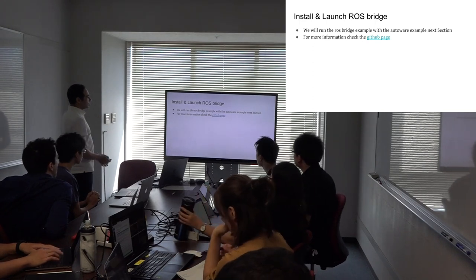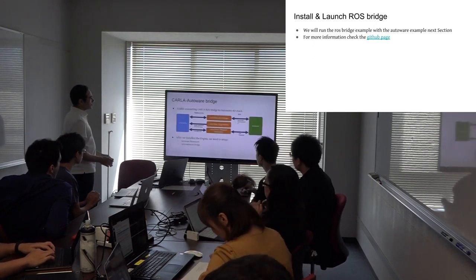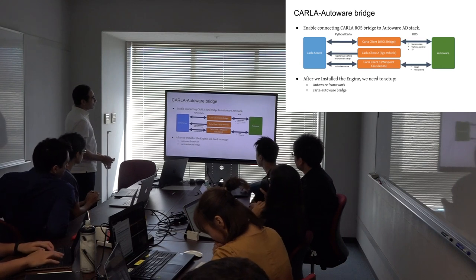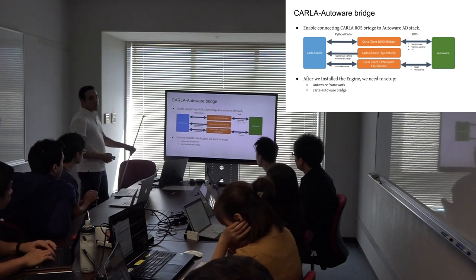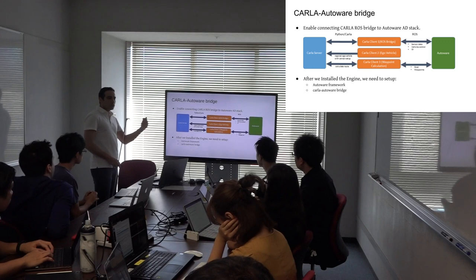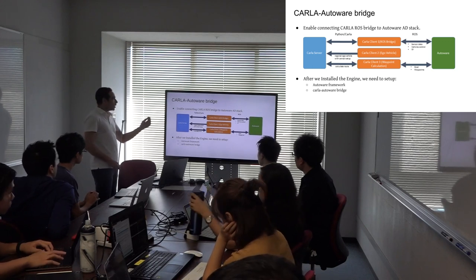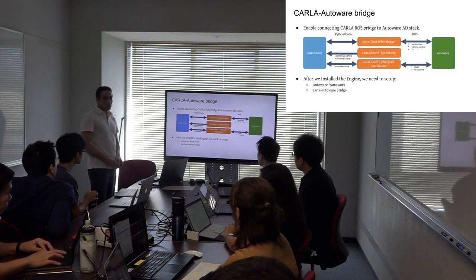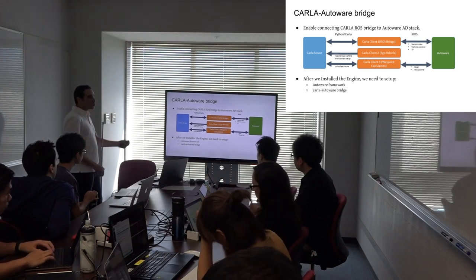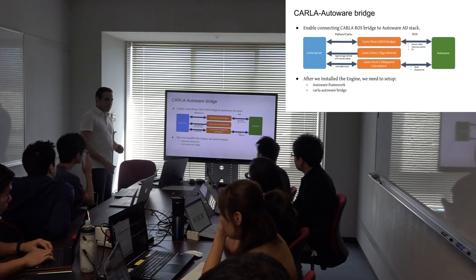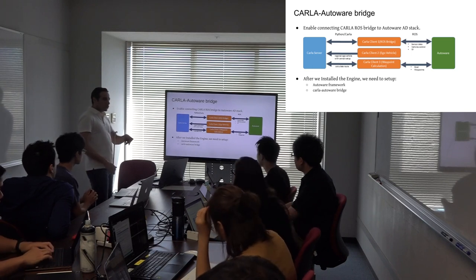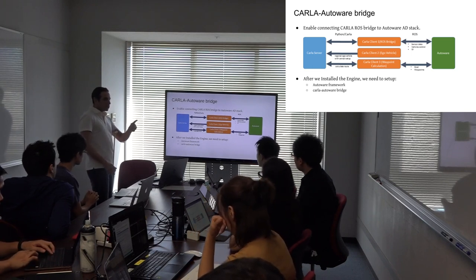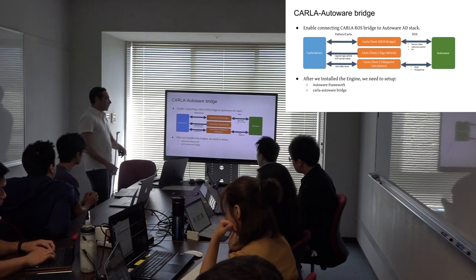Okay, you can check this page and download the ROS bridge. By the way, ROS bridge is included in the carla-autoware-bridge. So when you clone the carla-autoware-bridge, you already clone the ROS bridge included. And the ROS runner is also included in that, so you don't have to download ROS runner and ROS bridge separately.